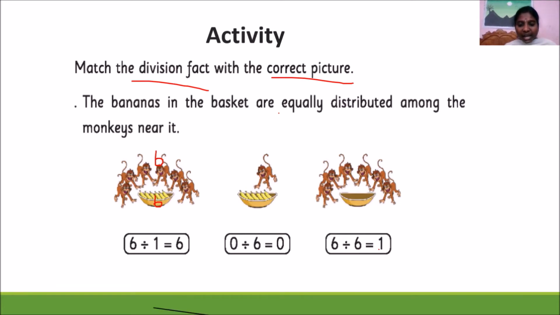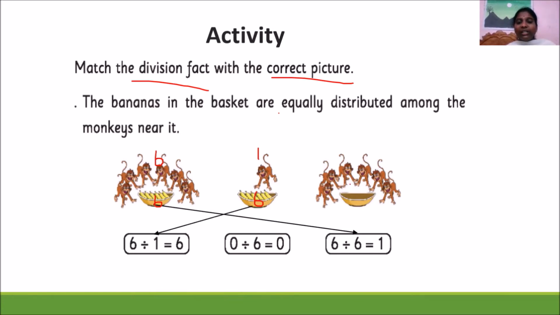You have to draw the line between the picture and the division fact. Now see the second one. In the basket, you can see the 6 bananas. Near the basket, we can see only 1 monkey. Now tell me, how will you write the division fact? 6 bananas is given to the 1 monkey. Then the division fact is 6 divided by 1 equal to 6. Draw the line between the picture and the division fact.